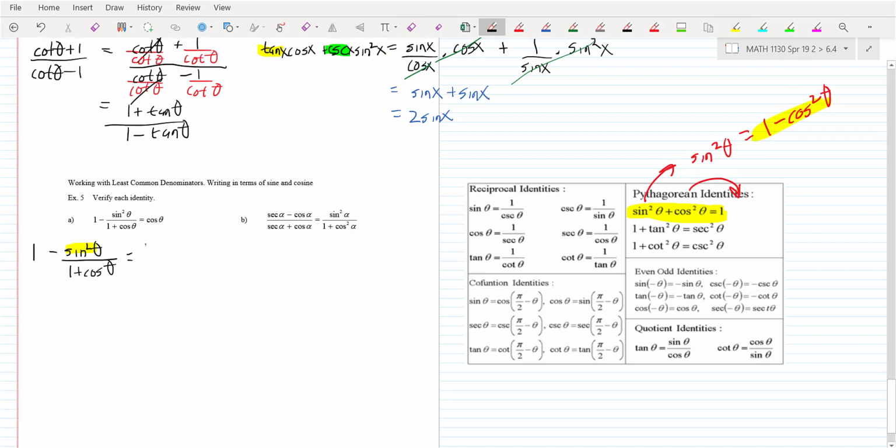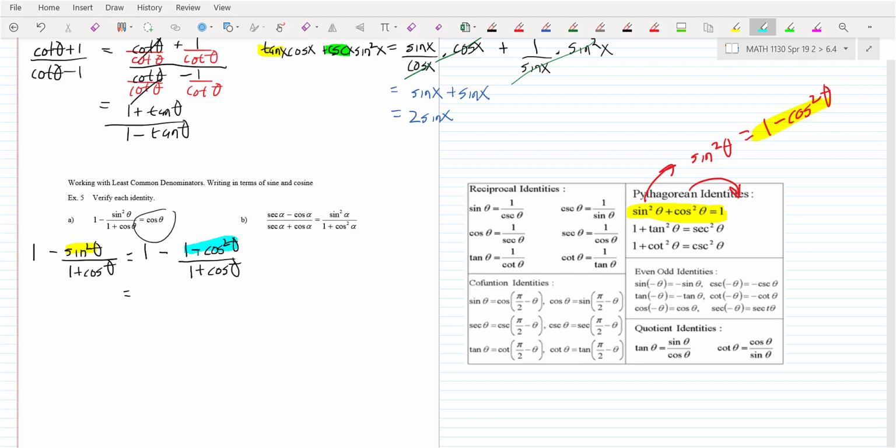Okay, so I'm going to bring down the 1, then I'm going to change this to 1 minus cosine squared theta over 1 plus cosine theta like this. And then I'll show you what my thought process is on this problem. What I know that I want to happen is I definitely want to get rid of this fraction because I'm just proving that it's equal to a cosine. Let me ask you this question. Do you have any idea what you could do with 1 minus cosine squared theta? I haven't done any problems that had factoring involved. Does that factor?